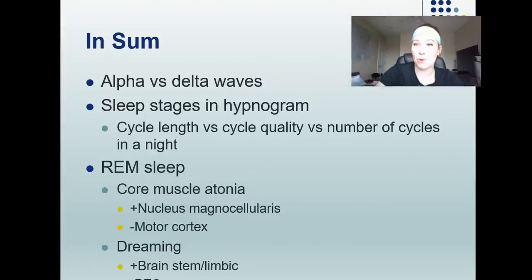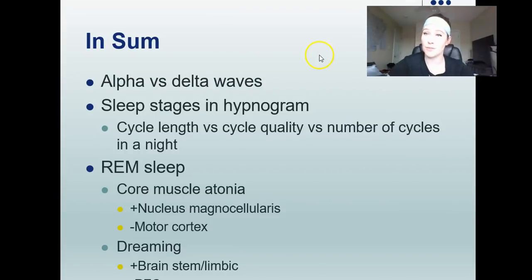So just in sum, you can pause the screen and end the video now, but I'll walk you through this if you care about it. Alpha versus delta waves: know the difference between those, how to detect them, what they look like on a graph, and how they translate to the different stages of sleep. If someone's having alpha waves versus delta waves, what stage of sleep might they be in? The sleep stages in the hypnogram are really important. We're going to get to sleep quality in a little while, but basically, what's the cycle length, like 2 hours versus 90 minutes, and how to detect the number of cycles that someone's had in a night.